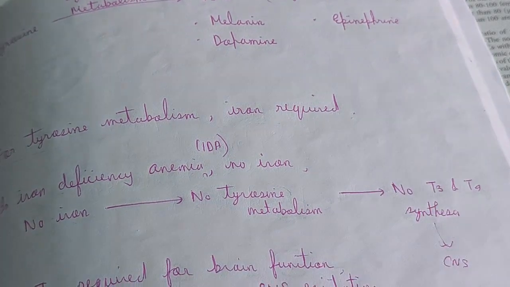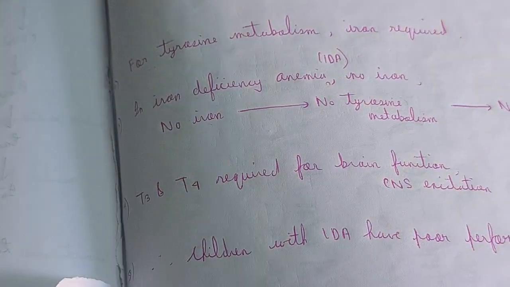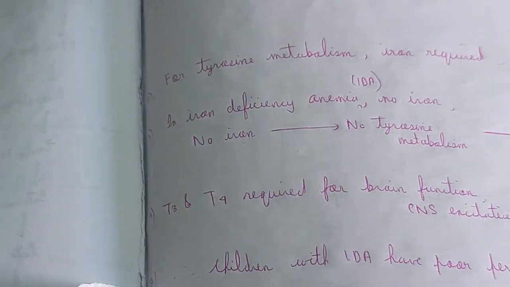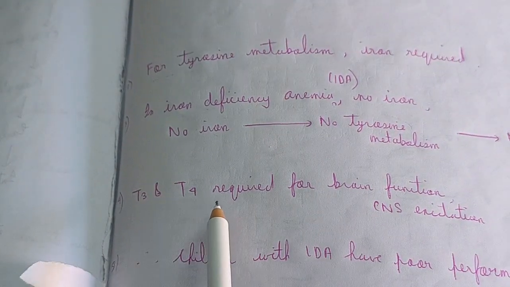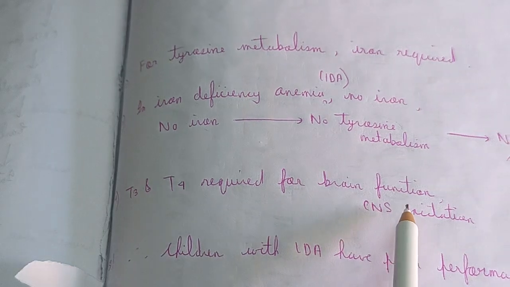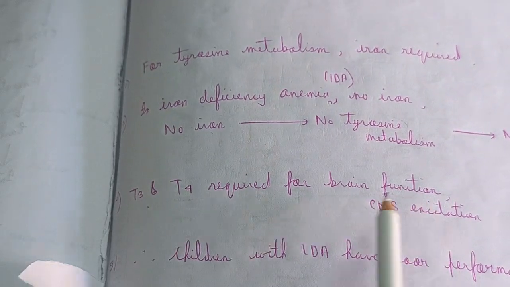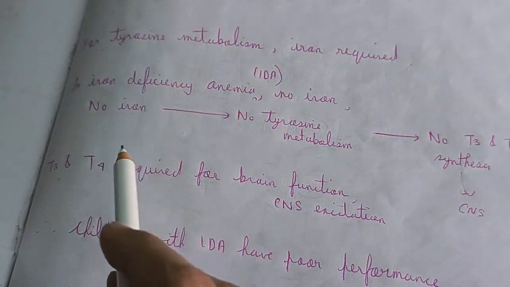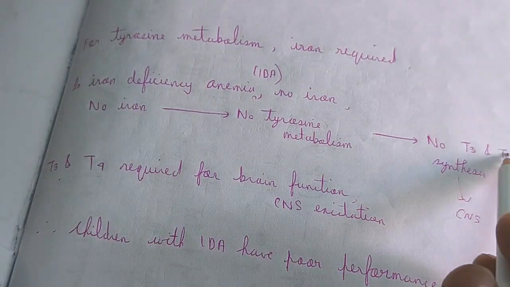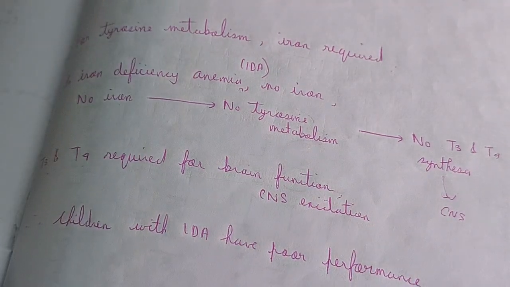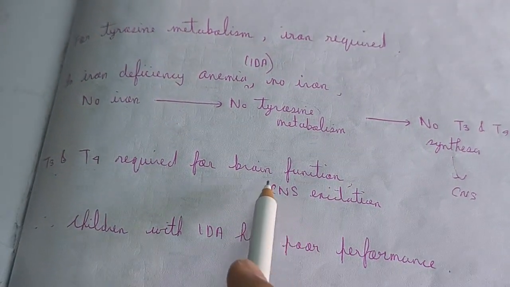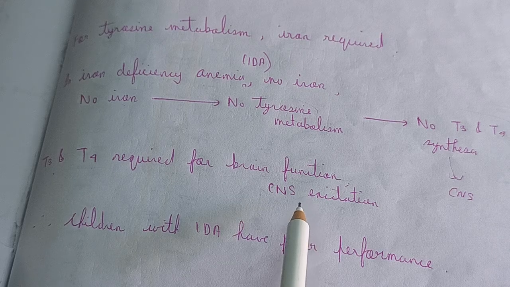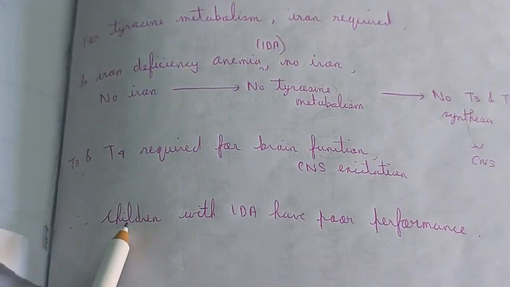Now I am going to explain the importance of T3 and T4. T3 and T4 are required for brain function and excitation. This is the most important thing. But as I have already discussed, in iron deficiency anemia T3 and T4 synthesis doesn't occur. Therefore brain function and CNS excitation are affected, so children with IDA have poor performance.